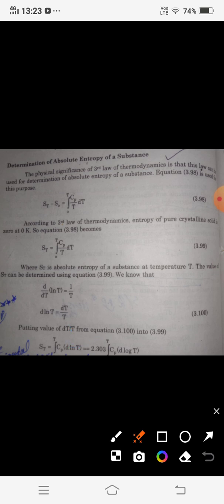When we replace the natural log with the general log, that is 2.303 log, 2.303 is a numerical constant value that will come out of the integration, and the natural log is replaced by this general log.